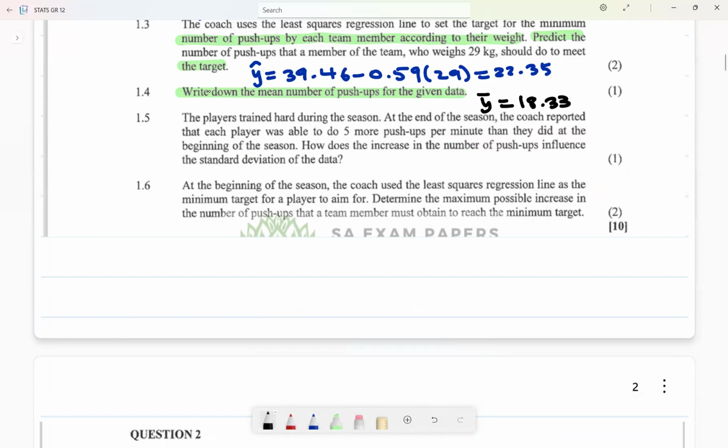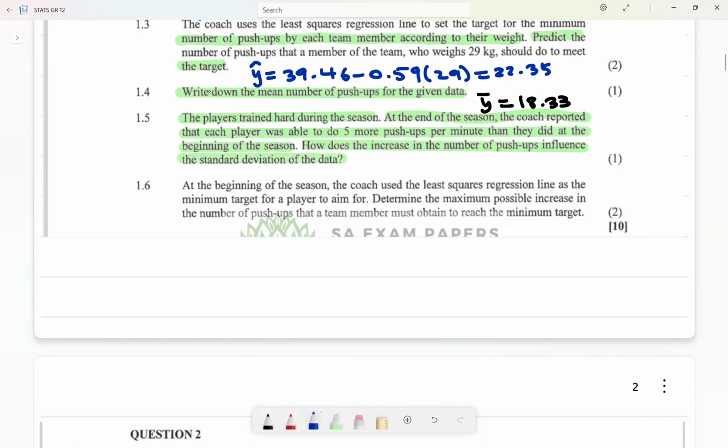Okay, yes. And then they say to you, the player, the players trained hard during the season. At the end of the season, the coach reported that each player was able to do 5 more push-ups per minute than they did at the beginning of the season. Okay, so how does the increase in the number of push-ups influence the standard deviation of the data?